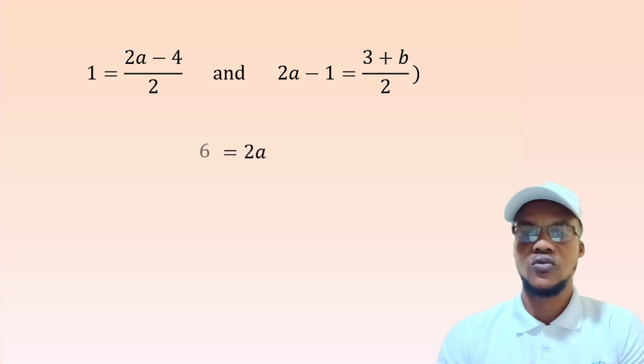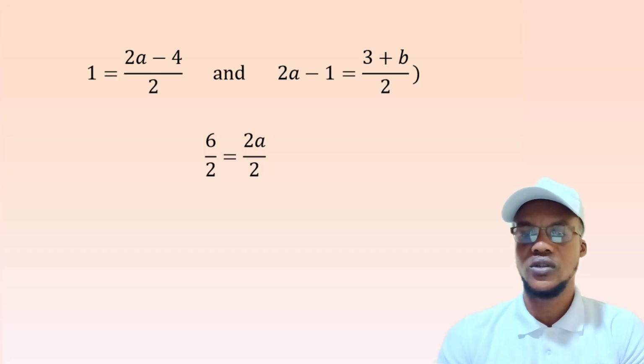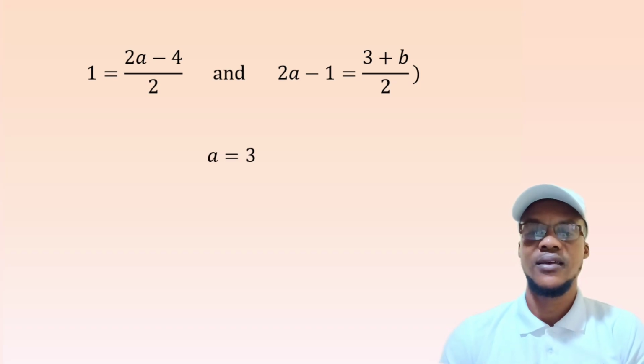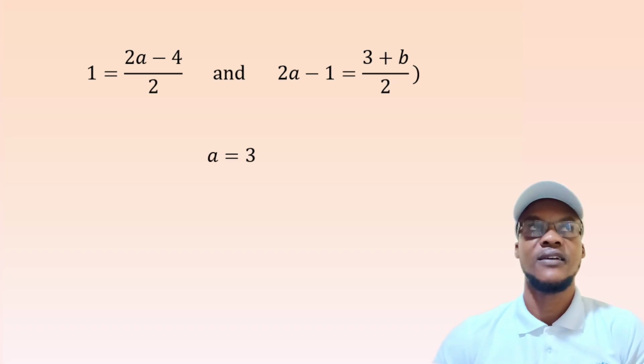6 is equal to 2a. Then once we have this, what do we do? We divide both sides by 2. And when we divide both sides by 2, what are we going to get? We are going to get a as 3. So we have a as 3, and that gives us the first value.